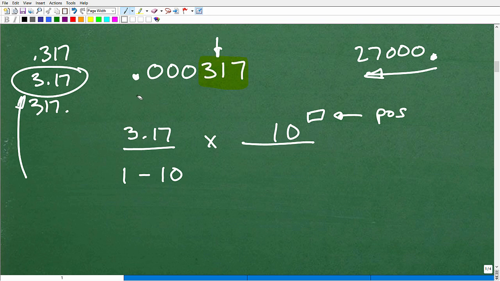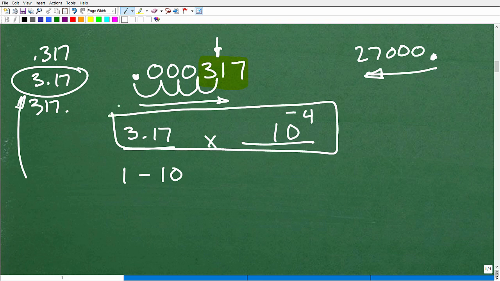Currently it's in this position, but let's use the same counting method. We're going to go 1, 2, 3, 4. So we have to move that decimal point 4 places. But when you're moving it to the right, it's going to be negative. The power of 10 will be negative. So this number right here, 0.000317, is equivalent to 3.17 times 10 to the negative fourth power.